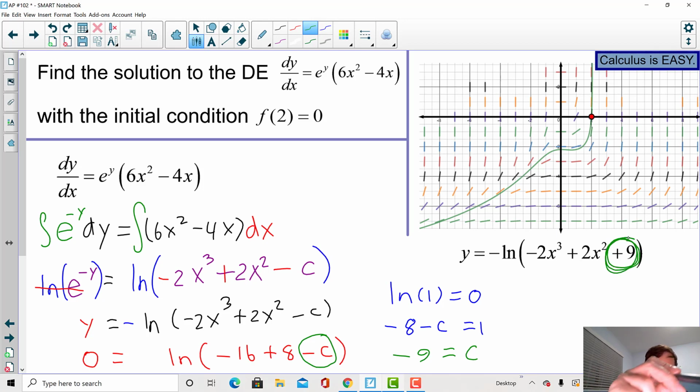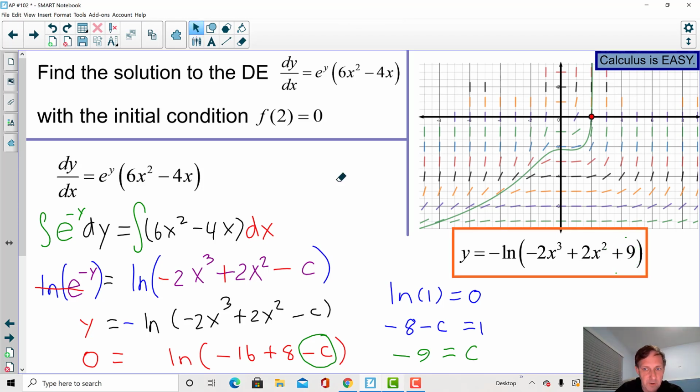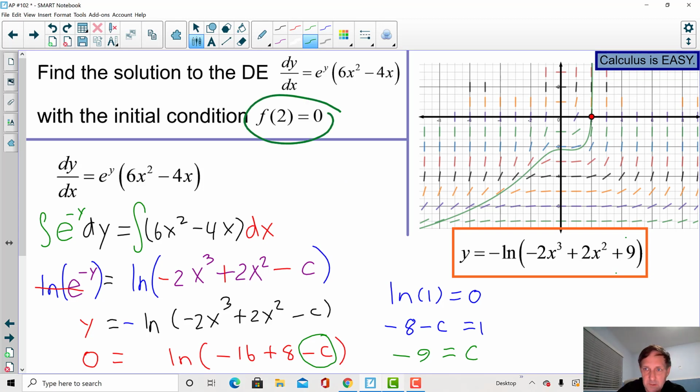So that's pretty much it. This is our final answer. Let's put a box around it. And that's pretty much it for this example. Our answer is in that orange box. You can see the graph of it is above the orange box. The particular solution was 2, 0. You can see that point is right here, 2, 0.